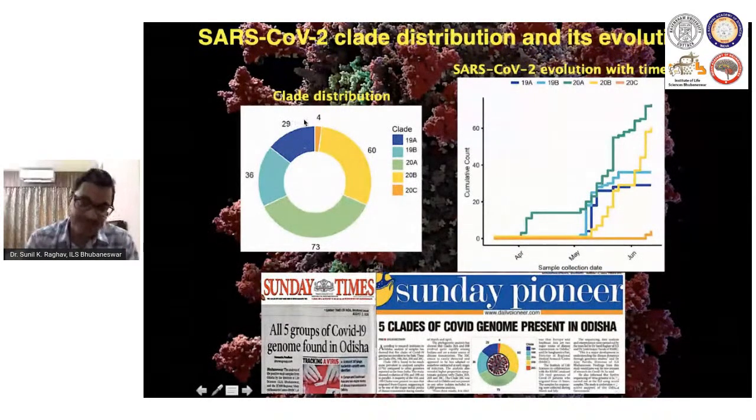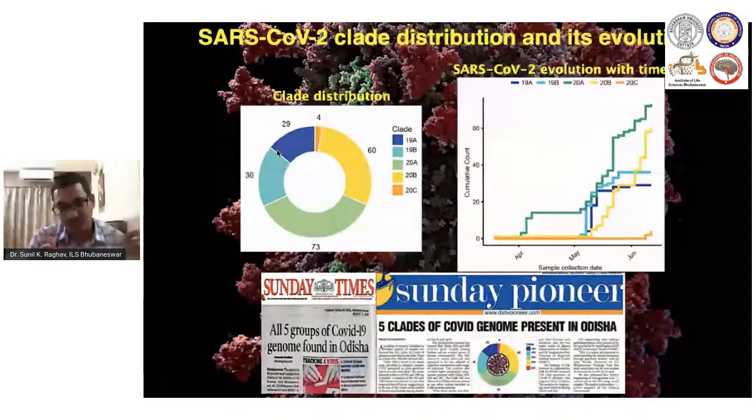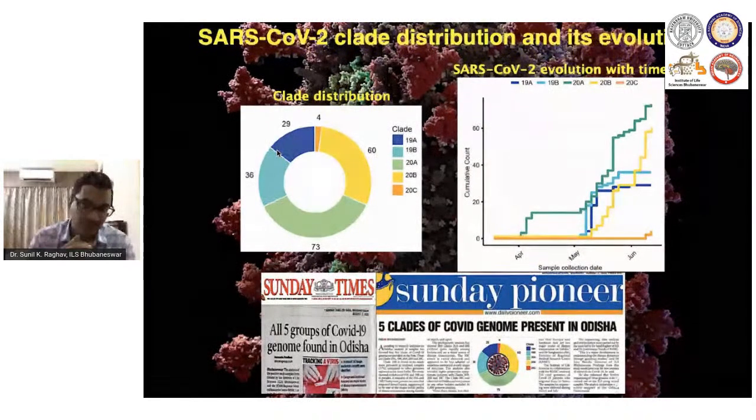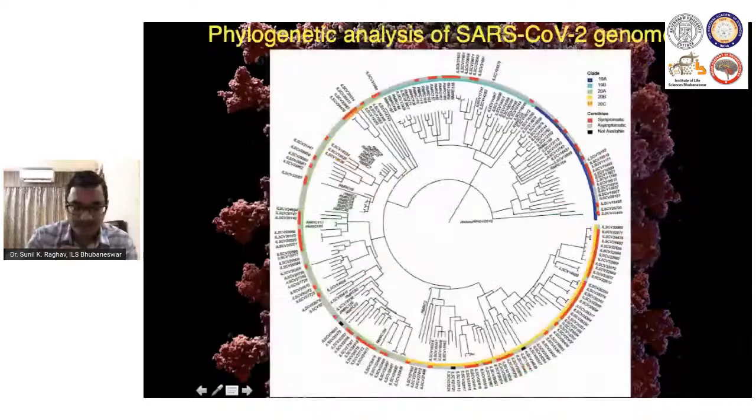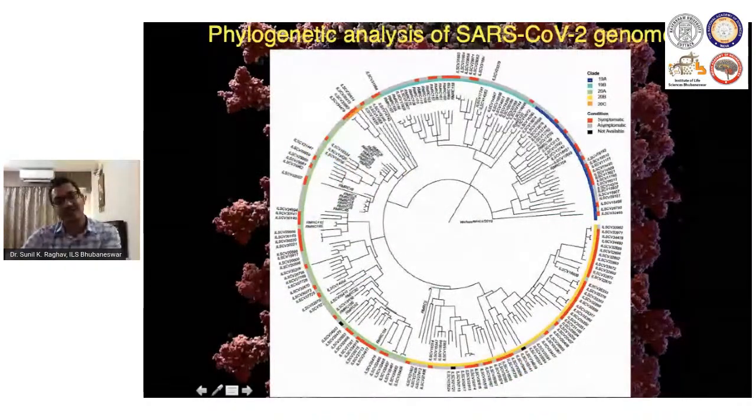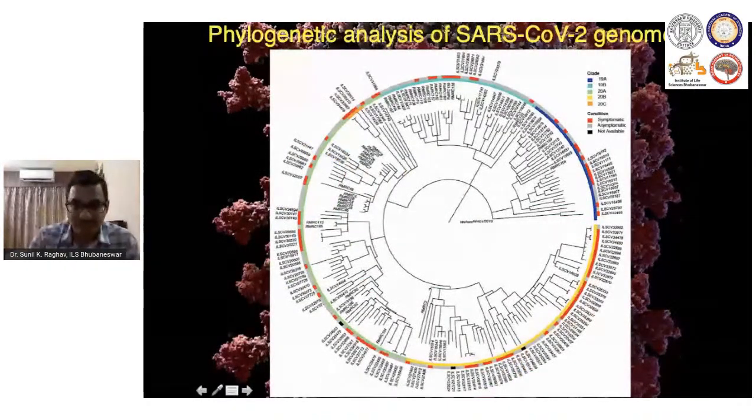19A and 19B are named so because they are the initial strains that came during the migration of individuals from the European side and the South Asian side. And we have 20C also, but this strain is very less. Somehow this is not adapted that much. And these news items were covered by media as well. This is just the phylogenetic analysis of those 225 strains.